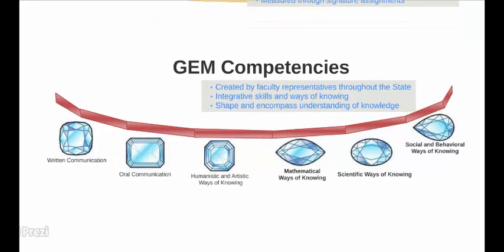In order to provide students with all of these skills, general education helps them to see the world through various academic lenses. This is met through the GEM competencies, which are the 6 integrative skills and ways of knowing that were created by faculty representatives throughout the state. I like to think about these competencies as the shape that encompasses our understanding of knowledge. How we understand information is a projection of how that information is formed, and by providing opportunities for our students to experience knowledge through multiple lenses, we align towards the GE objectives.